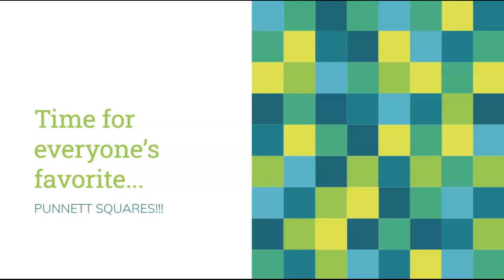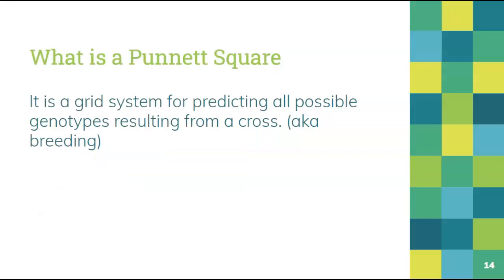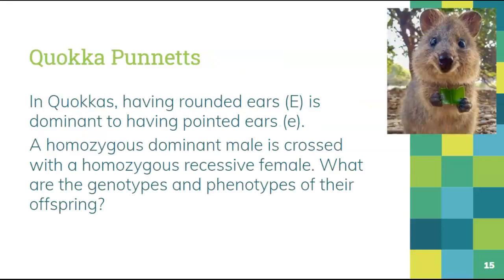That's right. What we can do is make Punnett squares to figure out what offspring are going to look like. A cross is when things are bred together, aka they had babies, mated, reproduced, whatever you want to say. We can use a Punnett square to help us figure out the likelihoods that the kids are going to look a certain way. To demonstrate this, I'm going to do it with quokkas.